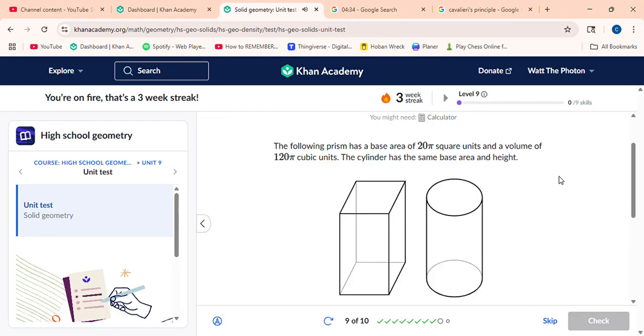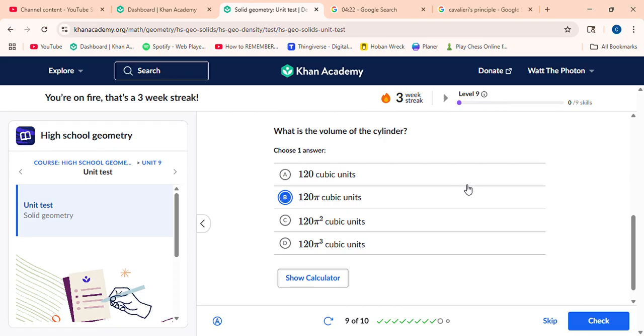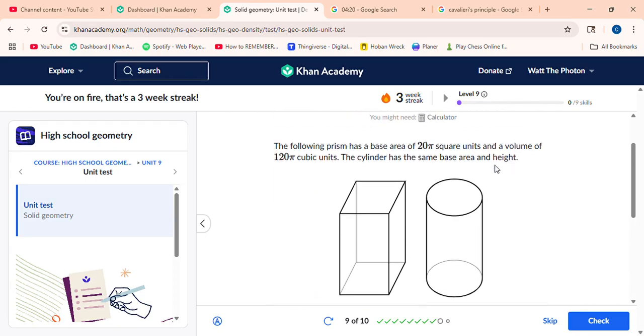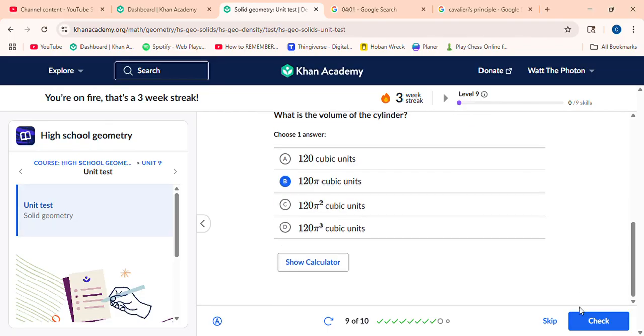The following prism has a base area of 20 pi square units and a volume of 120 cubic units. The cylinder has the same base and the same height. Which would be the volume? Base times height. That's how you get volume. It's 120.